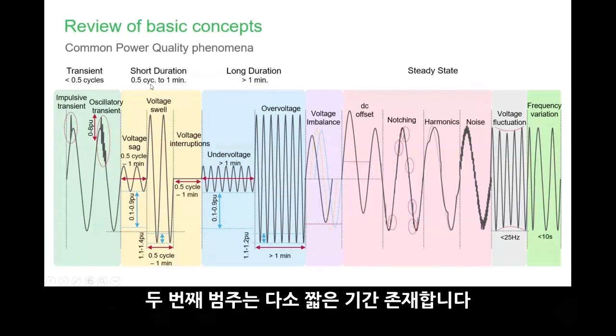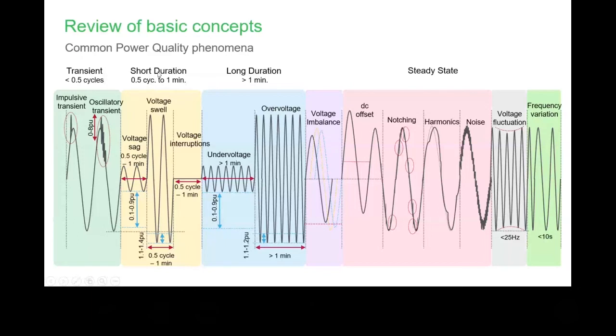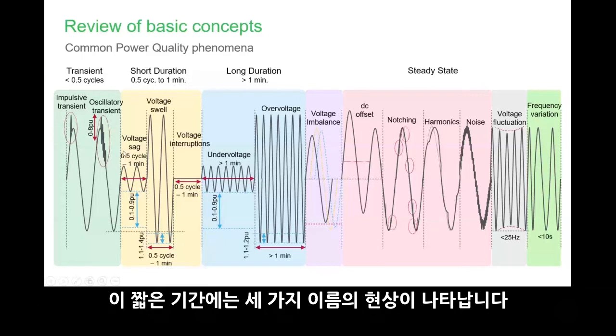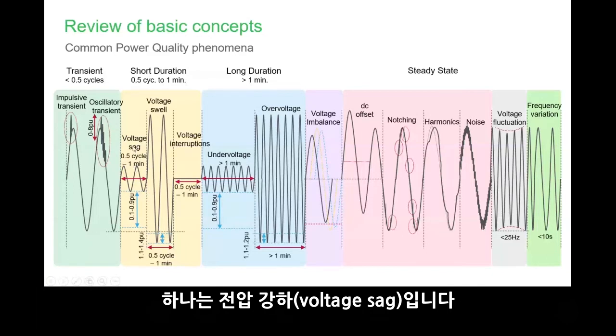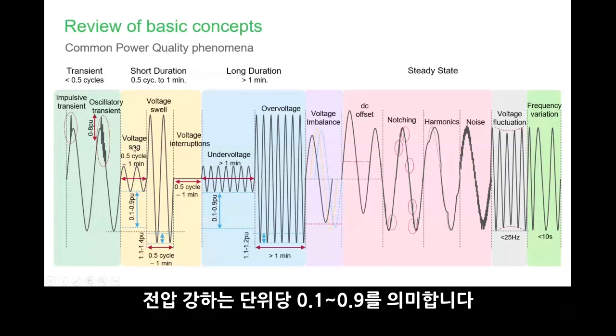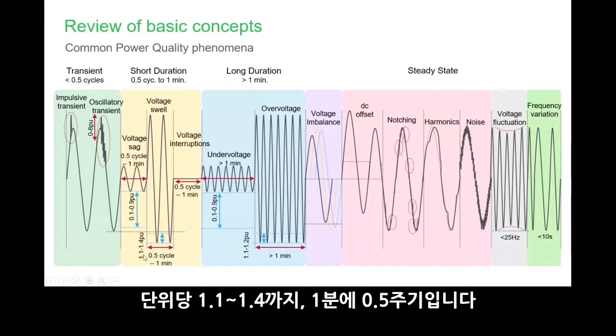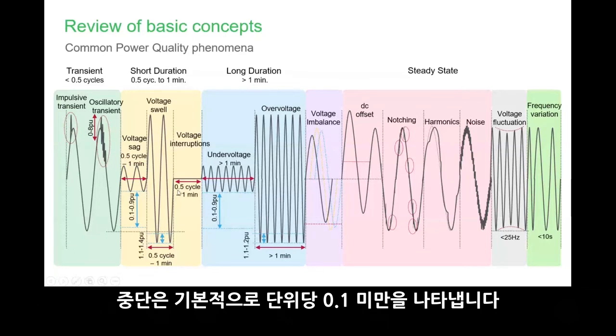Okay, second category comes under the short duration. Short duration is 0.5 cycle to 1 minute. Anything that falls under this category is under the short duration. So under this short duration, there are 3 different phenomena. One is voltage sag. Voltage sag means 0.1 to 0.9 per unit. Voltage swell is 1.1 to 1.4 per unit, and 0.5 cycle to 1 minute. All right, and interruption is basically anything less than 0.1 per unit.